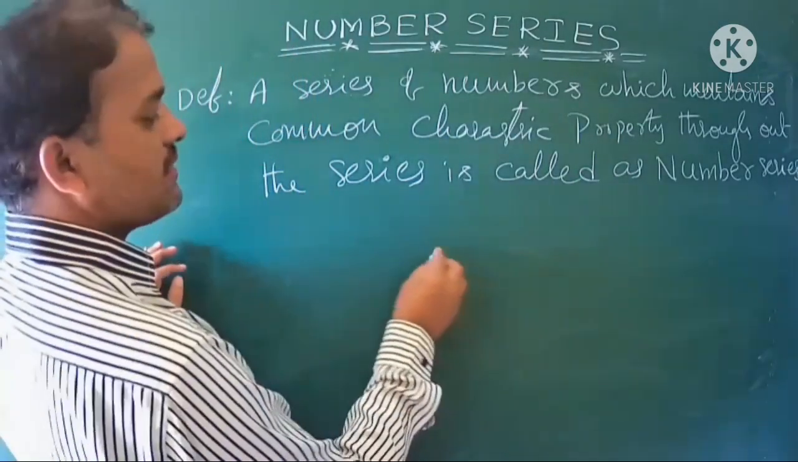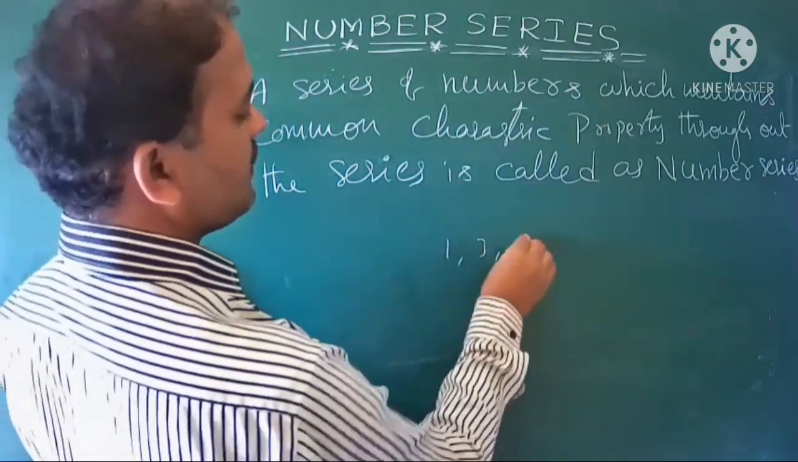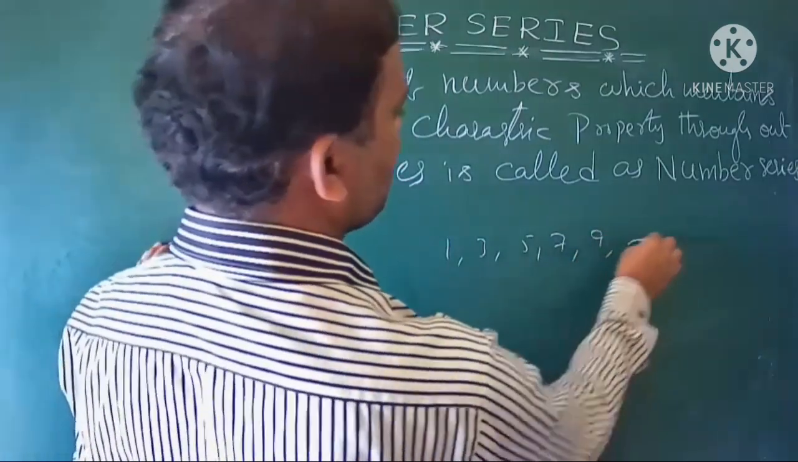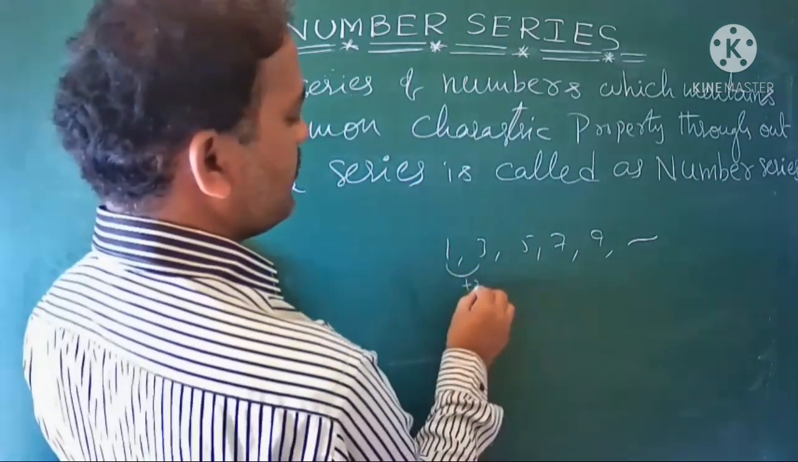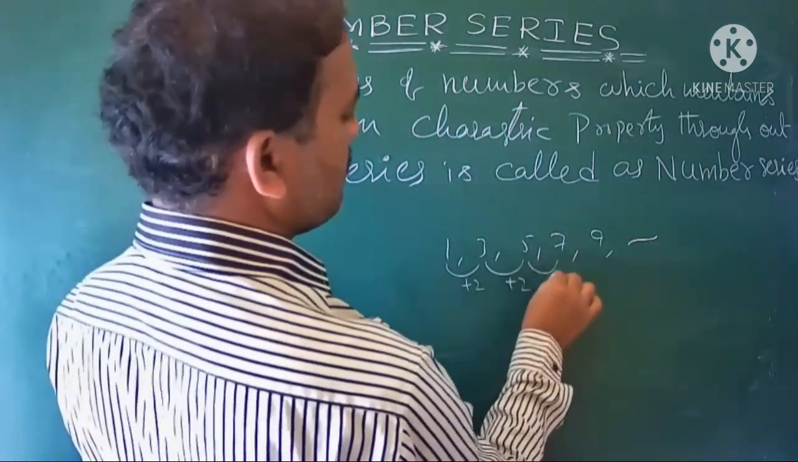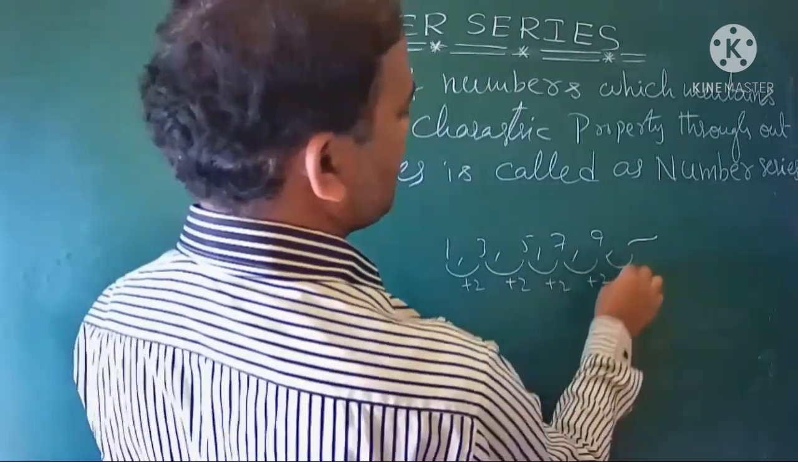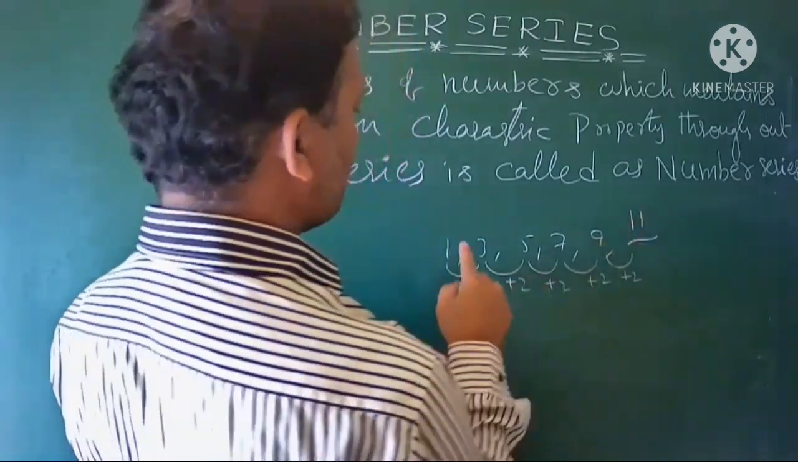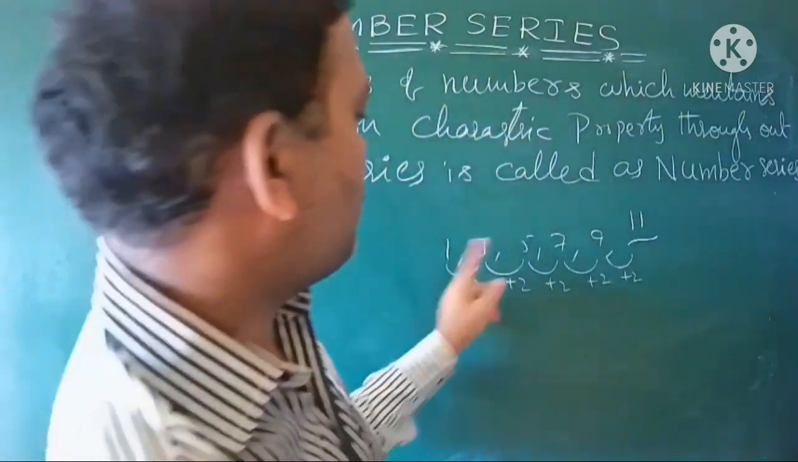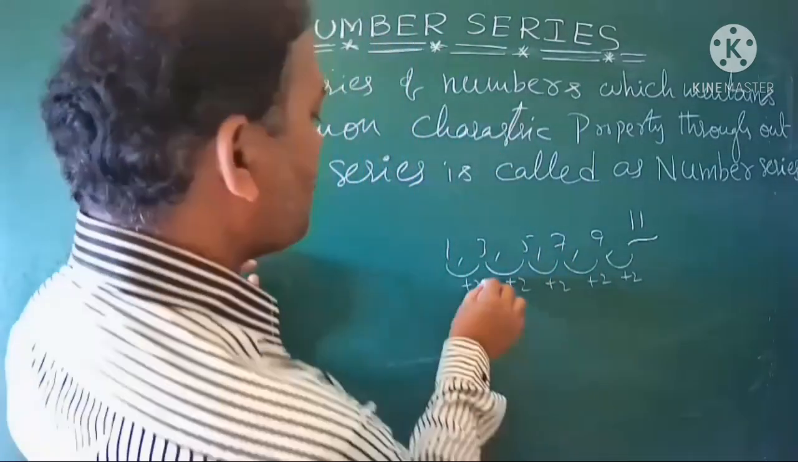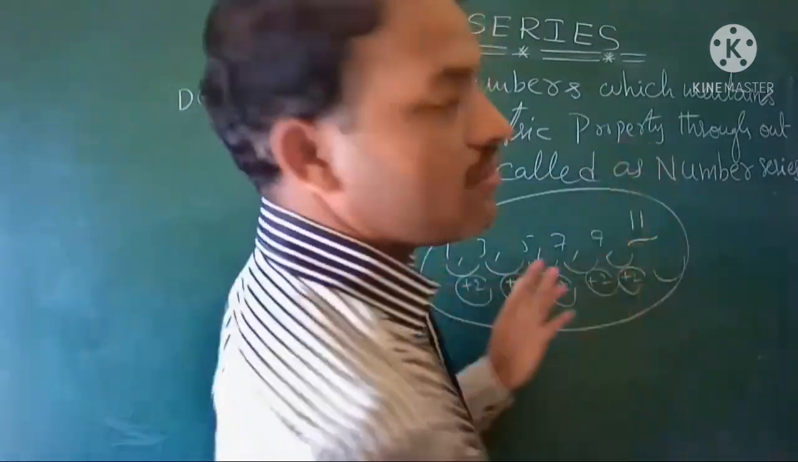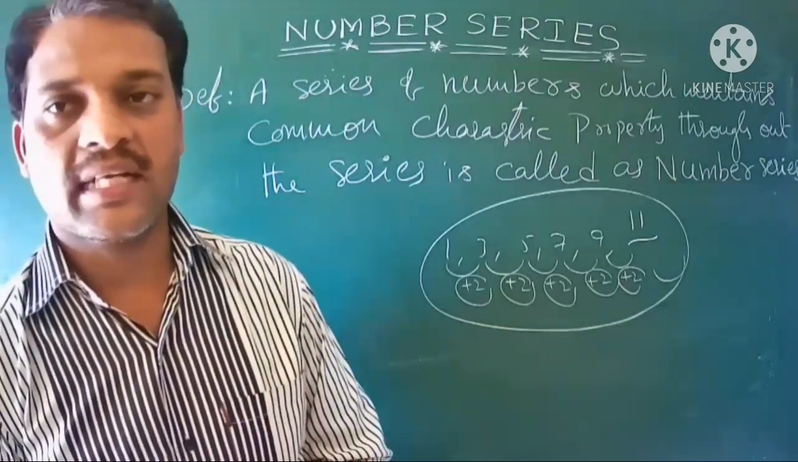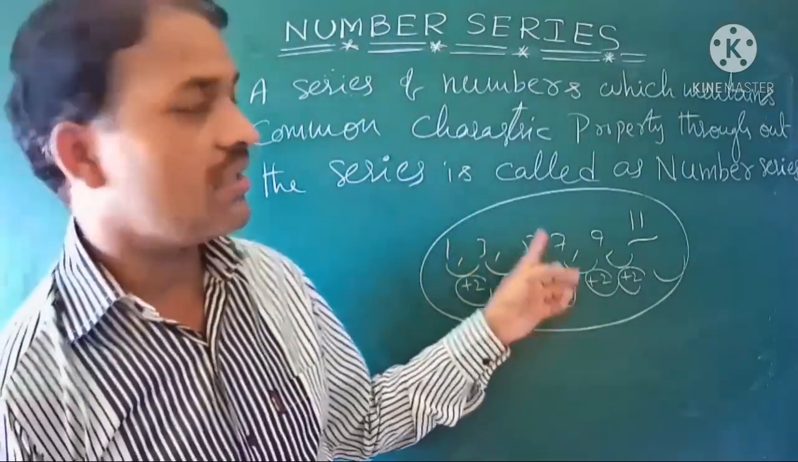Suppose one example: 1, 3, 5, 7, 9 and so on. Throughout the series, what is the difference in between? Plus 2, plus 2, plus 2, and again here also plus 2, here also plus 2, so the next is 11. A series of numbers which maintains a common characteristic property throughout the series is called a number series. So in the number series, numbers are involved throughout the series.